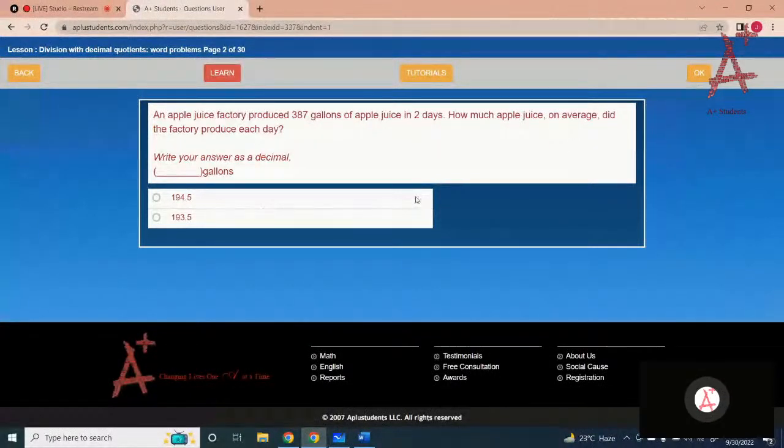Okay, the next question is: an apple juice factory produced 387 gallons of apple juice in 2 days. How much apple juice on average did the factory produce each day? So you have to divide 387 by 2. Got it? So let's just divide 387 by 2.